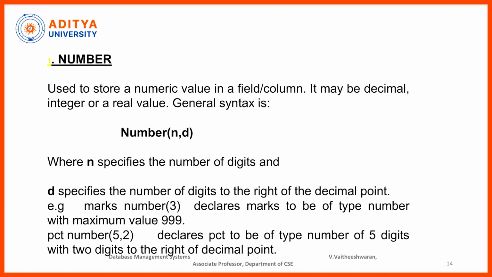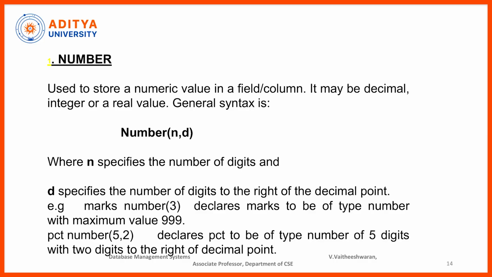Number is used to store a numeric value in the field or column. It may be a decimal, integer or real value. The general syntax is number(n,d). n specifies the number of digits and d specifies the number of digits to the right of the decimal point. Example, marks number(3) declares marks to be of type number with a maximum value of 999.